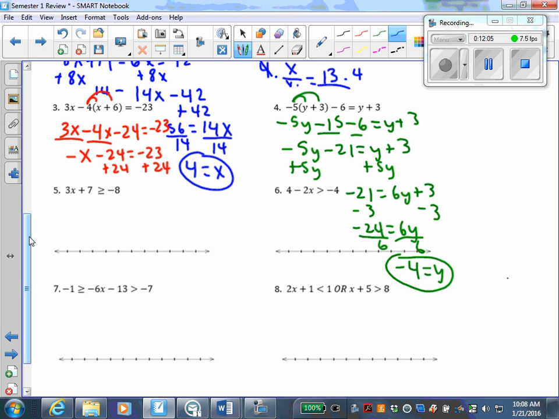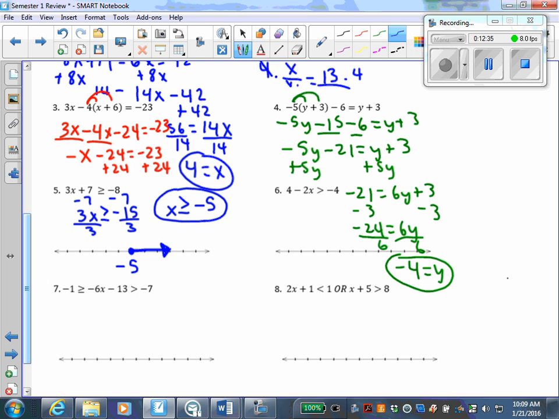I'm going to start by subtracting 7. I get 3x is greater than or equal to negative 15, and I divide by 3. I get x is greater than or equal to negative 5. That's my solution. To show that, I put a negative 5 on my number line. I want a closed circle because or equal to makes it a closed circle. And I want all the numbers bigger than negative 5, which is going to be to the right. So I shade to the right.